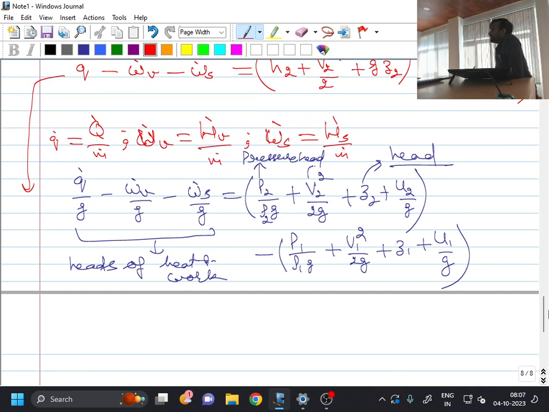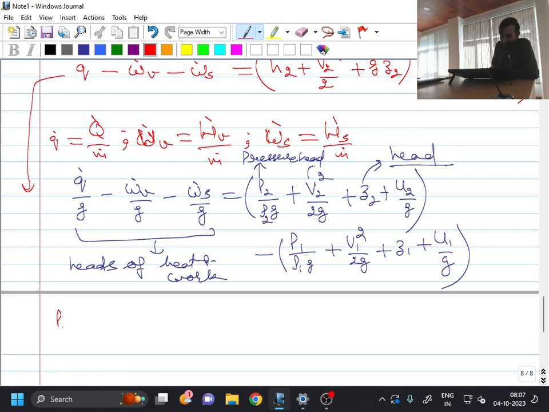If I ask you about the Bernoulli equation, tell me, what are the different terms involved in Bernoulli's equation? Pressure head P by rho g, plus kinetic head V square by 2g, plus potential head Z. Are you finding some similarity of this equation with the Bernoulli equation? Some similarity you can see over here. So now I will try to segregate it in a similar fashion.